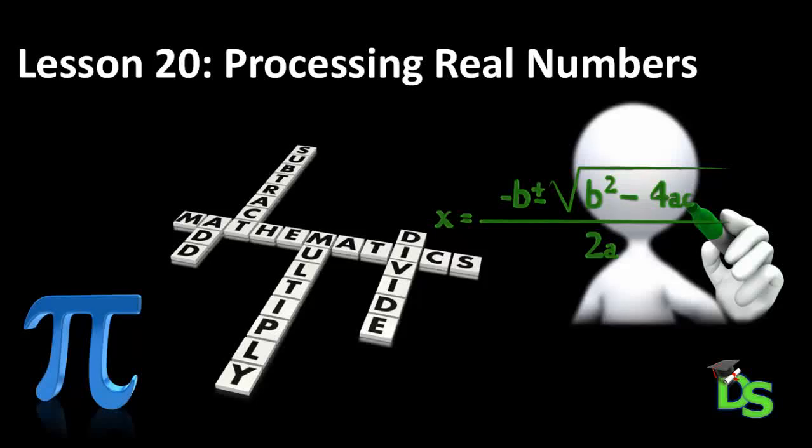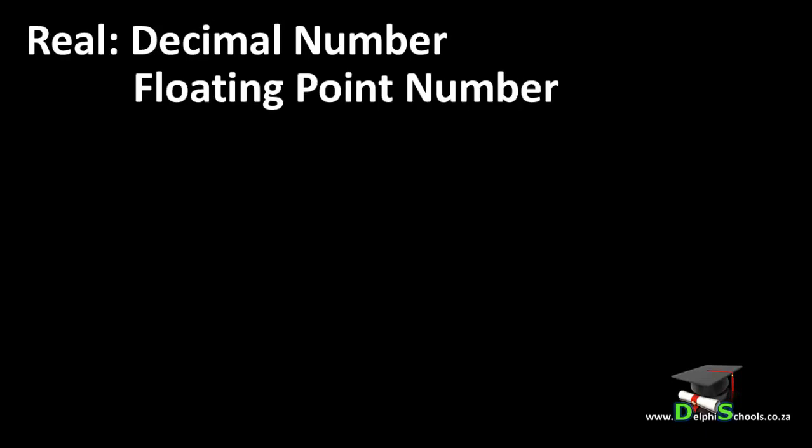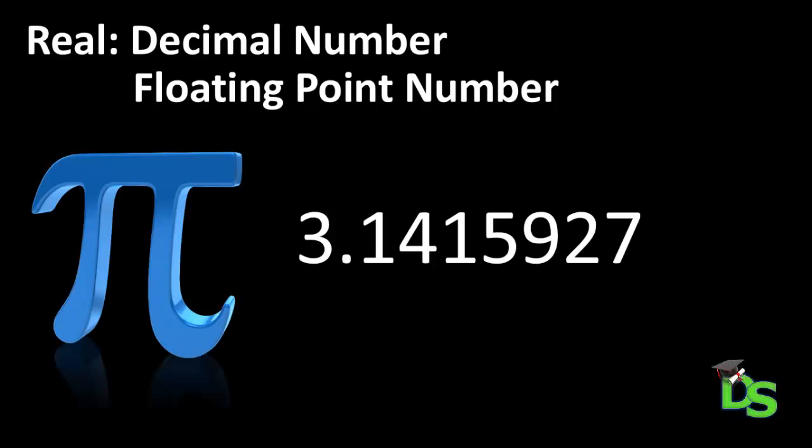Welcome to lesson 20. In this lesson we will learn how to process real numbers. A real number is a decimal number. Decimal numbers are also often called floating point numbers. An example of a real number is the value of pi. Pi's value is 22 divided by 7, which results to 3.1415927. And in the case of pi, the digits after the point just goes on and on.